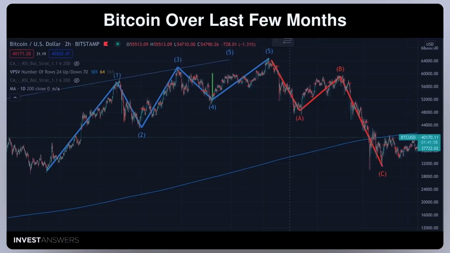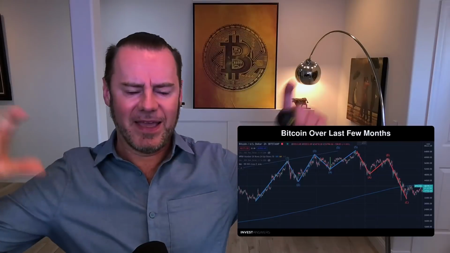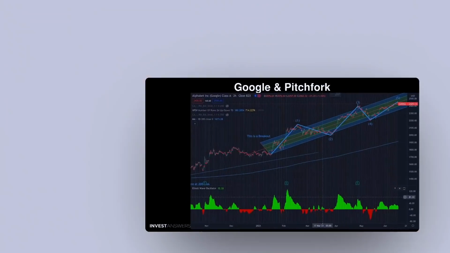This chart, just for a second, and I'll show you how to draw these, it was uncanny how accurate it was and how like an Elliott wave it was. So I know a lot of people say, oh, Elliott waves are crap, bullshit, but this shows that it's actually very real. And another chart we'll jump into is Google.